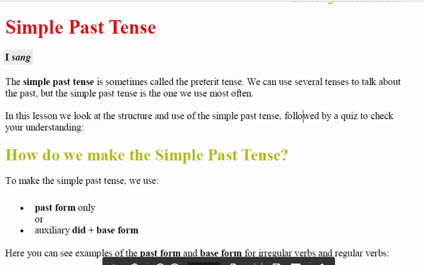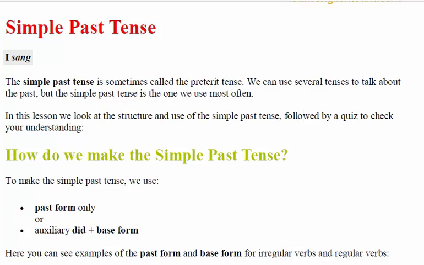After knowing the definition of the simple past tense, it is also called the preterite tense. Preterite tense means the tenses which talk about the past. We can use several tenses to talk about the past, but the simple past tense is the one we use most often in our daily life.